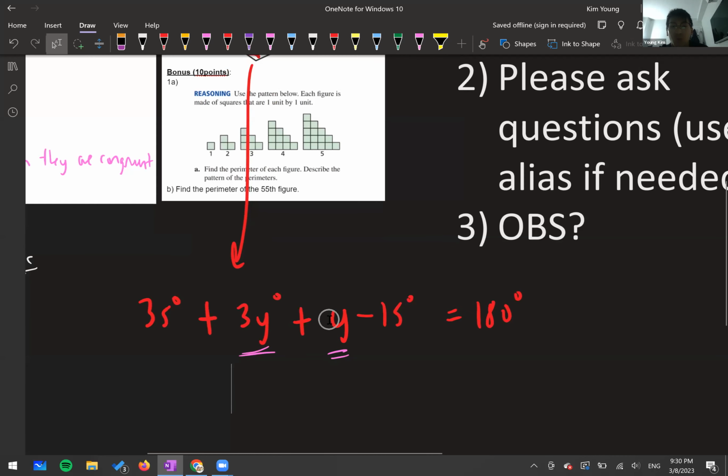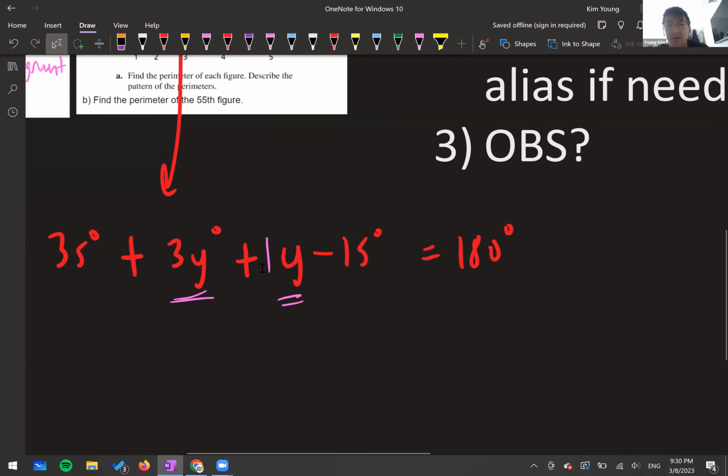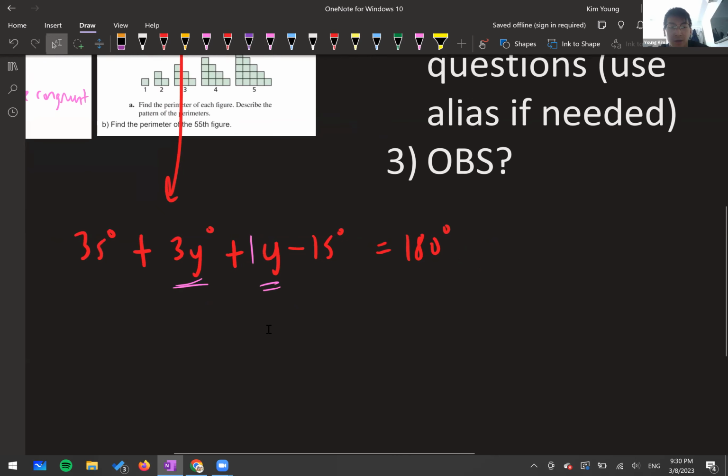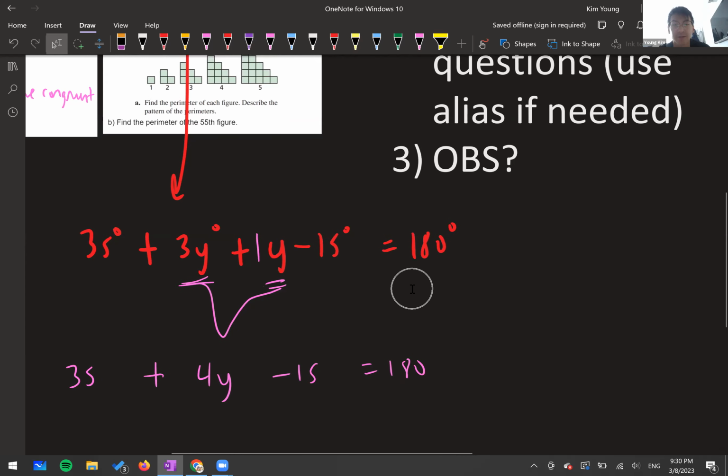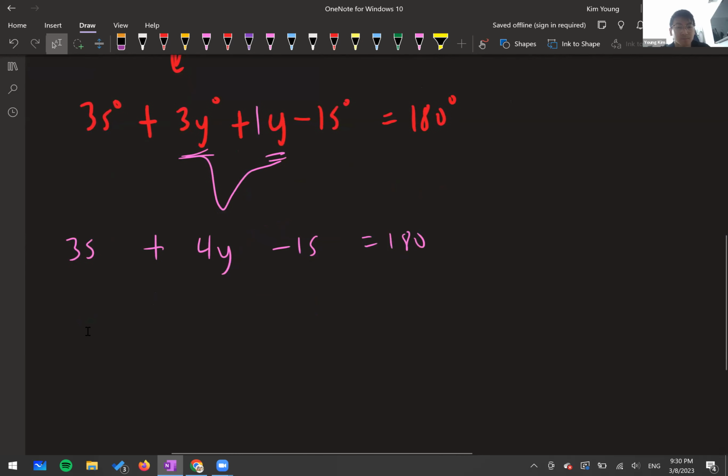The coefficient of this y, that's like saying there's one y in front. There's one y here and there's 3 y's here. Well, combining like terms, this is just 4y. Okay, 4y, and then you have 35 and you have minus 15 is equal to 180. I took out the degrees because you don't really need it here now. Okay. So you have this and you continue combining like terms.